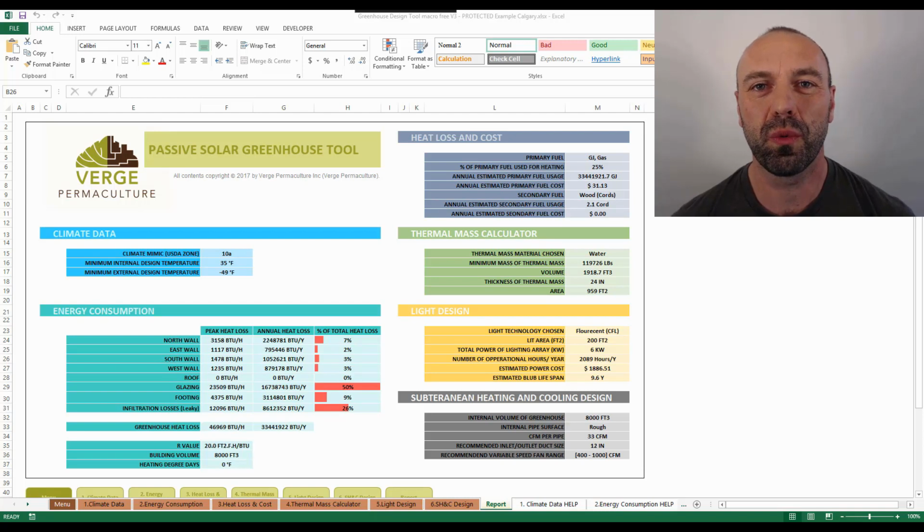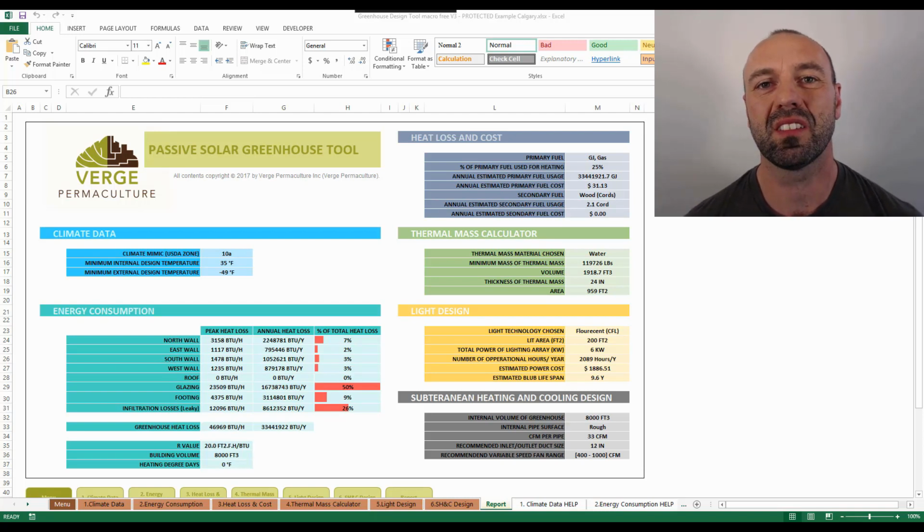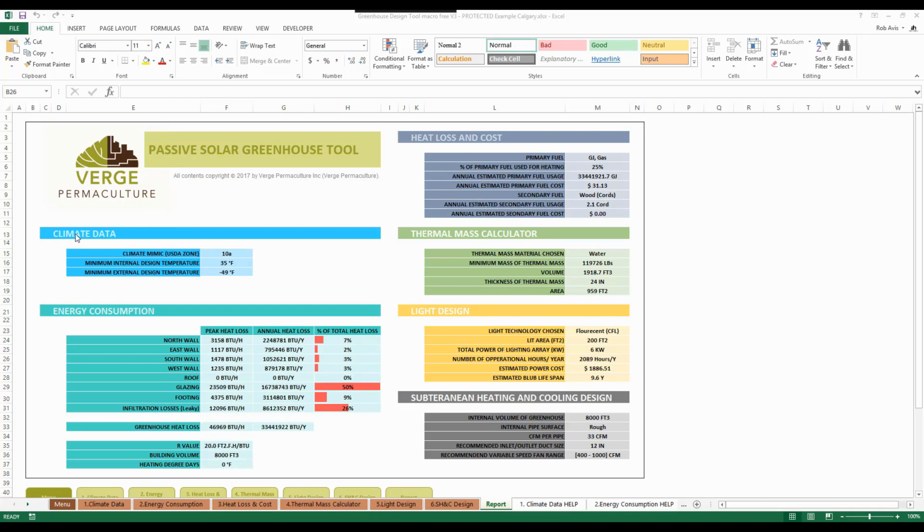Now that you've made it through the program, you're going to end up with a summary sheet at the end of the Passive Solar Greenhouse Design Tool. And I'm going to go through each of the categories in the sheet so that you can understand what each of the categories and metrics are telling you. Let's get into it. First of all, we have climate data.